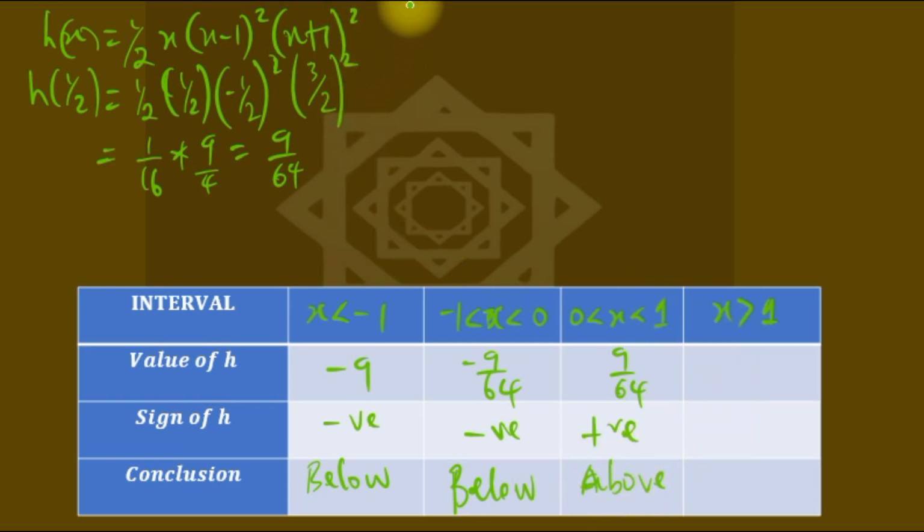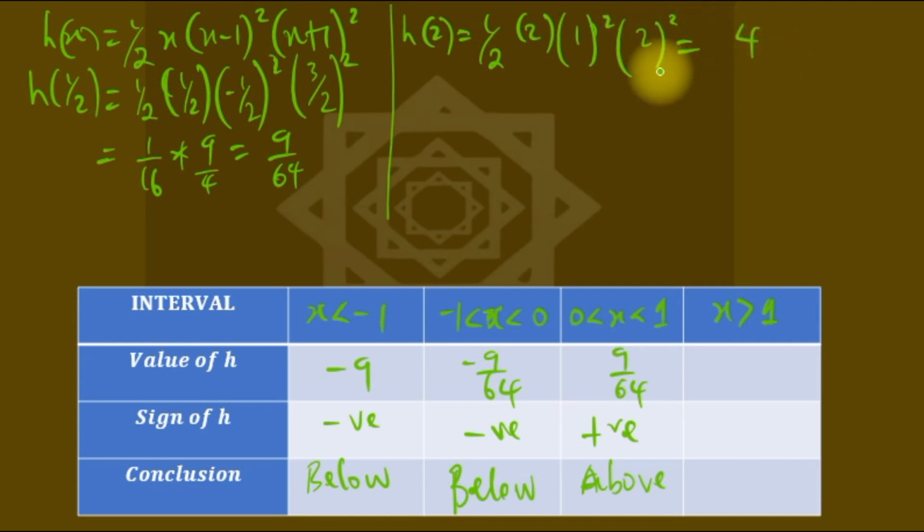So let's test numbers greater than 1. Let's test x equal to 2. h of 2, I substitute x equal to 2. I have 1/2 times 2 times 1 squared times 2 squared, so I have 4. This is positive and is above the axis. So with this information, we can get our graph. So let's graph.